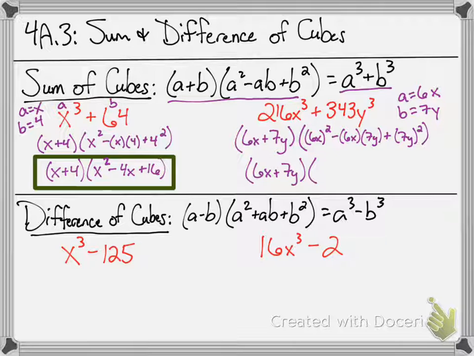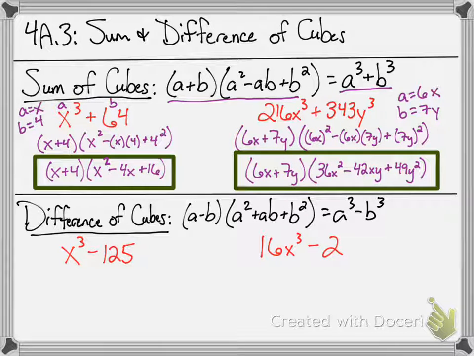Now we're going to go ahead and simplify the trinomial. So 6x squared, we square both pieces. So 6x squared turns into 36x squared. In the middle, 6x times 7y, we multiply the 6 and the 7 to get 42. X and y, we just tack them on. Plus 7y squared, we square both parts. So that turns into 49y squared. And we have ourselves a factored expression using sum of cubes.